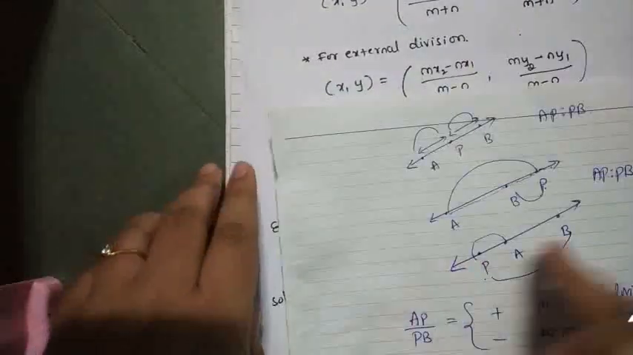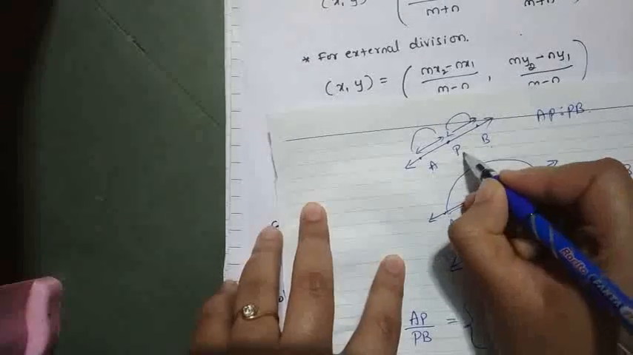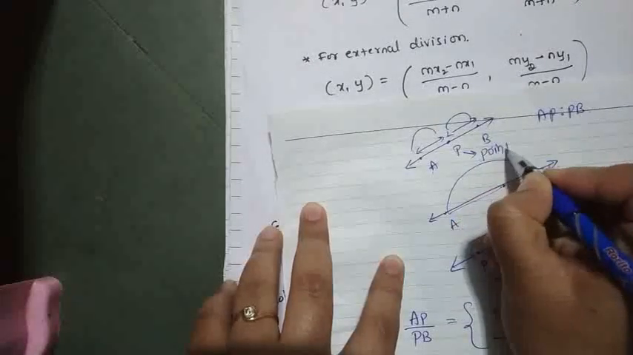So here the given points are A and B. P is called the point of division.